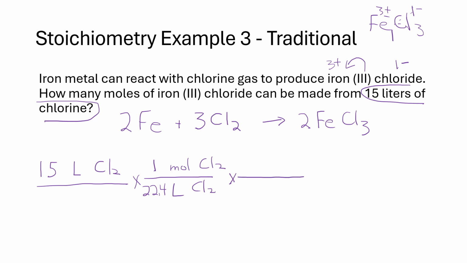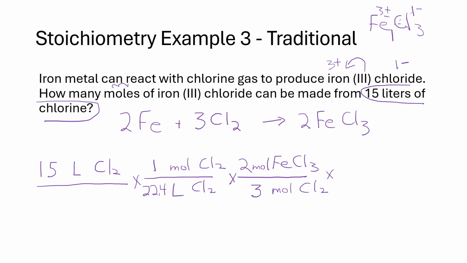The next step in the traditional way, now that we have moles of chlorine, we want to use the coefficients to convert from chlorine to what we're looking for, which is the iron 3 chloride. So I'm going to put moles of chlorine on the bottom, and I'm going to put iron 3 chloride on the top, and that's got to be moles. The numbers that we're going to put here are the coefficients from the balanced equation. Iron 3 chloride has a coefficient of 2. Chlorine has a coefficient of 3. And then last but not least, oh, wait a minute.